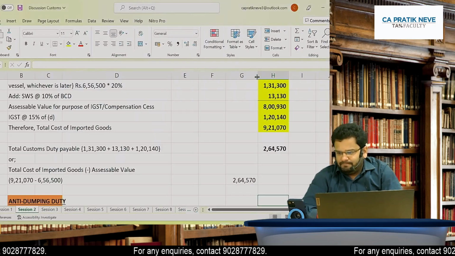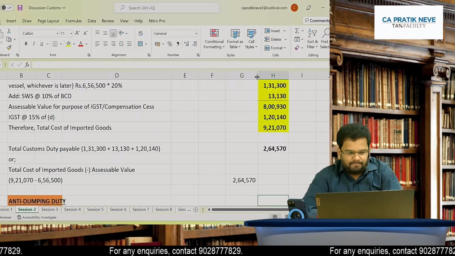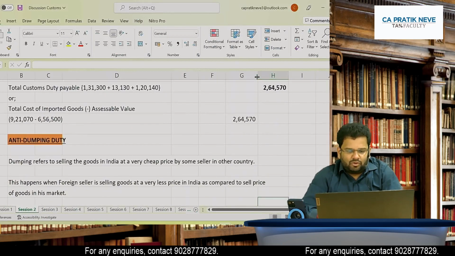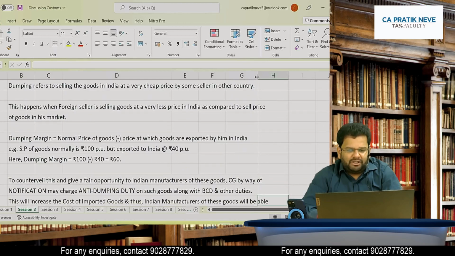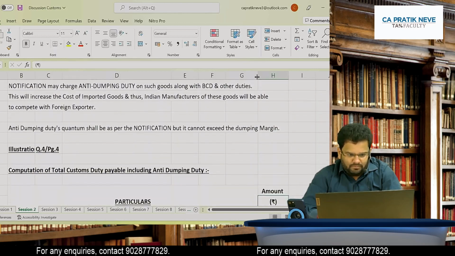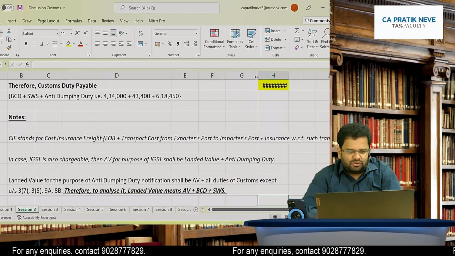Good. Let's go ahead. We are going to see anti-dumping duty. Before that, let's do some common things.